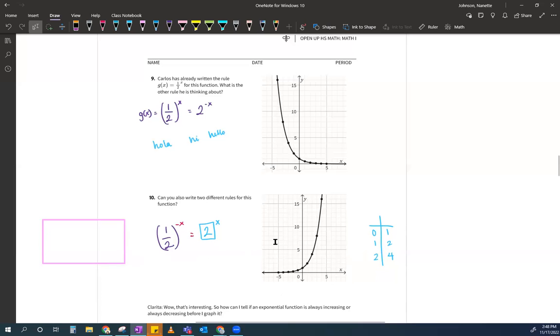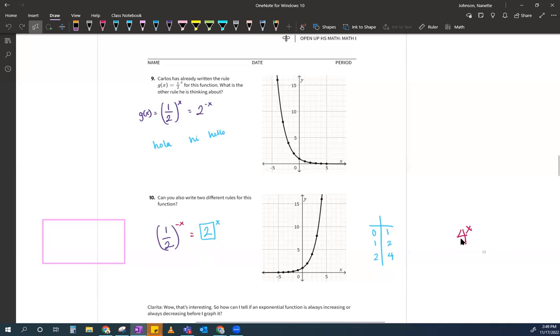What things should I look for? Tell me about the base. Tell me about the exponent. So for me, I'm looking at the exponent, and that base, that's a 2. If I gave you on a test and I said, okay, guys, I need you to tell me if this is increasing or decreasing. So I say 4 to the x.